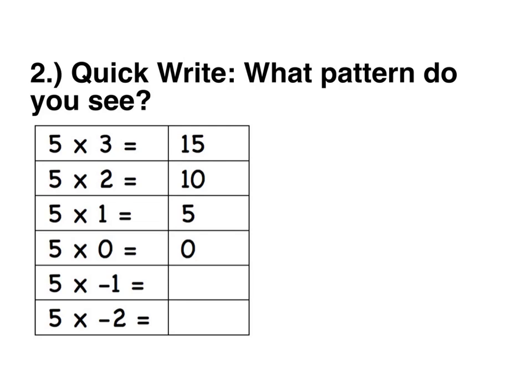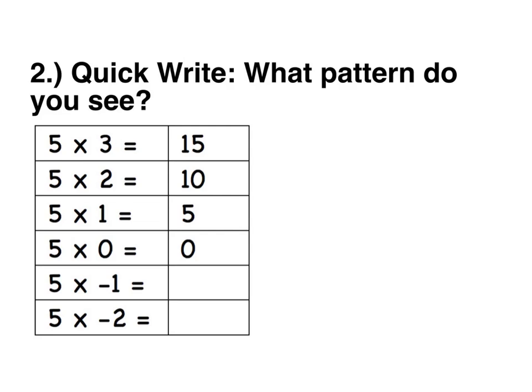So, if we look at the number that is being multiplied by 5, it is decreasing by 1. So we go from 3 to 2, 2 to 1, and so on. And we can also see that as we decrease the number multiplying 5 by 1, we are decreasing the product by 5. So 15, 10, 5, and 0.